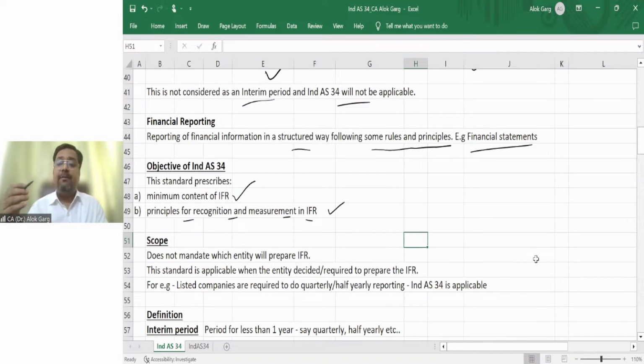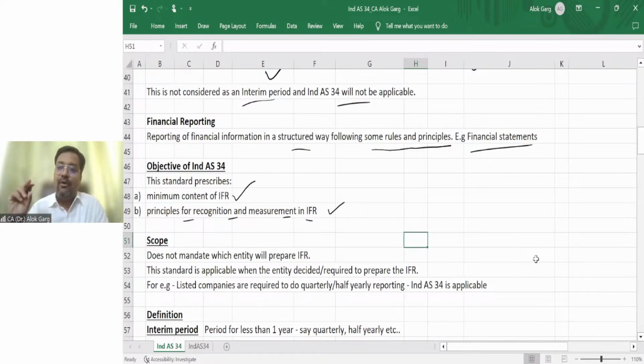So if a company is preparing the statement of P&L on a quarterly or half yearly basis, in this case, if the company is preparing interim financial reporting, how will this income tax calculation be done? This standard talks about the principle for recognition and measurement in interim financial reporting. So we'll talk about this.